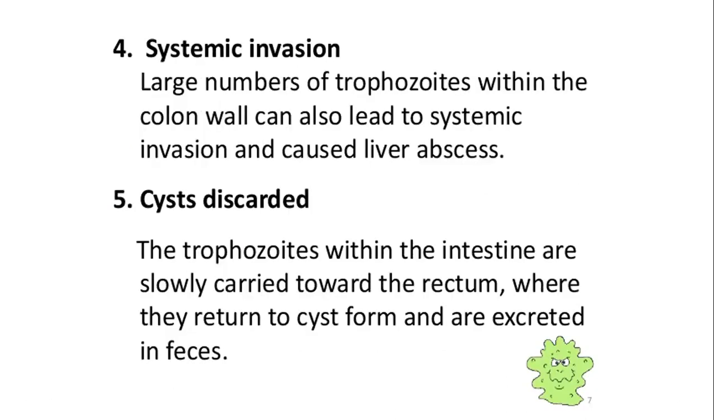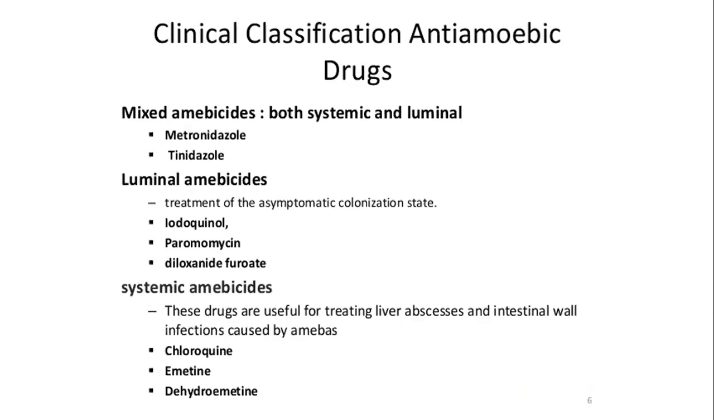Now there is another type of clinical classification: mixed amoebicides, both systemic and luminal. Systemic works on the tissues beyond the GI tract, and luminal works in the intestine, like metronidazole and tinidazole. Luminal amoebicides are used for treatment of the asymptomatic colonization state, like iodoquinol, paromomycin, and diloxanide furoate. This is one of the important categories that is also used for Ascaris lumbricoides.